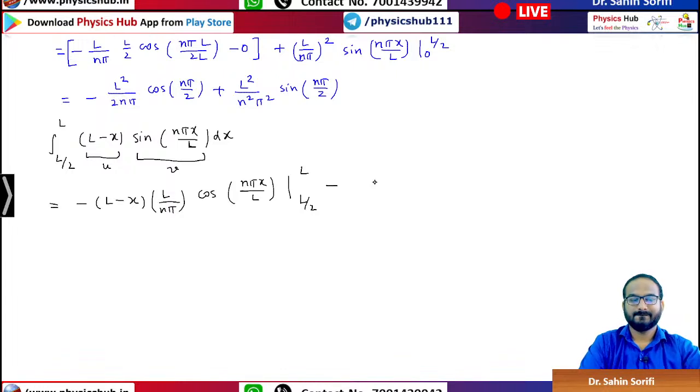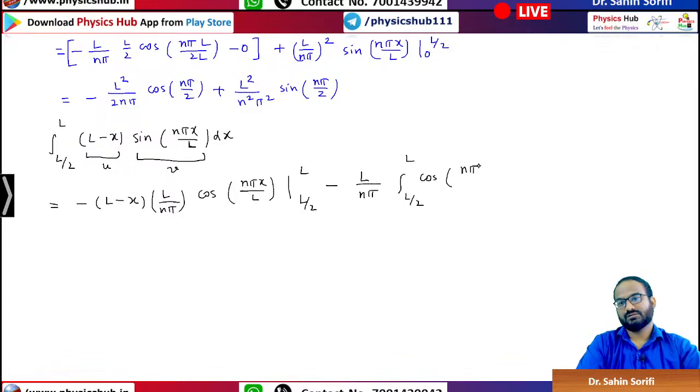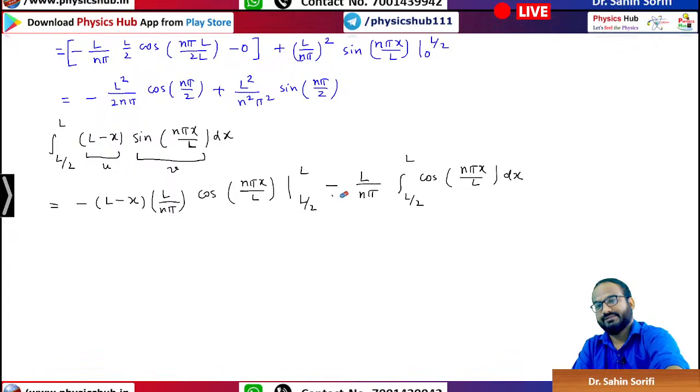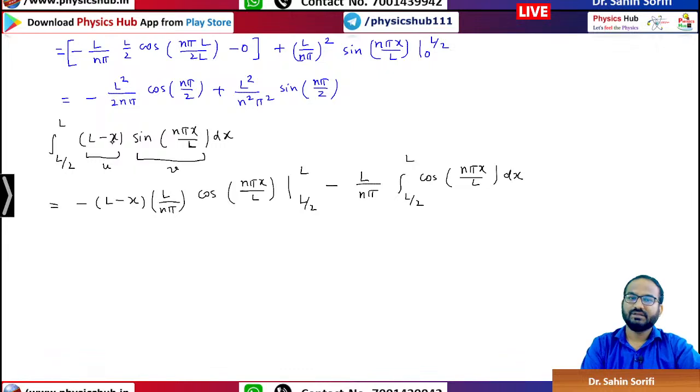Minus L by n pi, limit L by 2 to L, cos n pi x by L. You see here a minus is there in the formula. One minus will come from the differentiation of L minus x, another minus will come from the integration of sine. So a total of 3 minuses are coming, so that is why it is a minus.